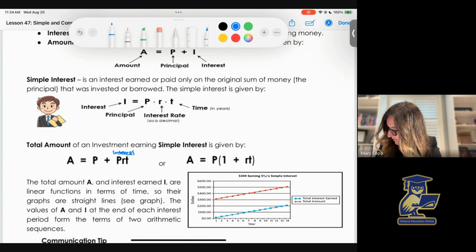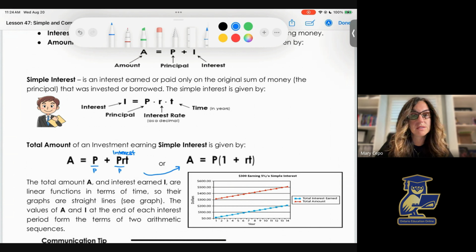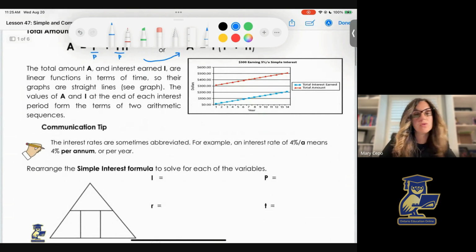If we factor out a P from that formula, we end up with A equals P times (1 plus RT). Total amount A and interest earned I are linear functions in terms of time, so their graphs are straight lines. The values of A and I at the end of each interest period form the terms of two arithmetic sequences. Communication tip: interest rates are sometimes abbreviated. For example, an interest rate of 4% per A means 4% per annum, or per year.